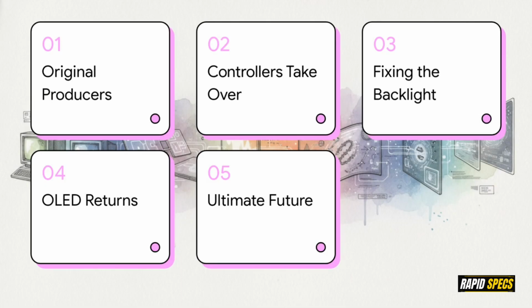To make sense of all the confusing acronyms you see at the electronics store, we're going to follow this battle through 5 quick chapters. The original producers, the era of the controllers taking over, the decades spent fixing the backlight, the triumphant return of OLED, and finally, the ultimate display future.